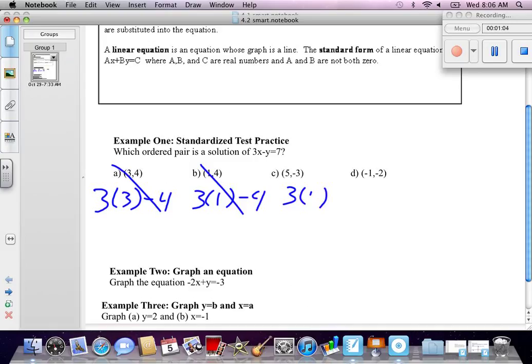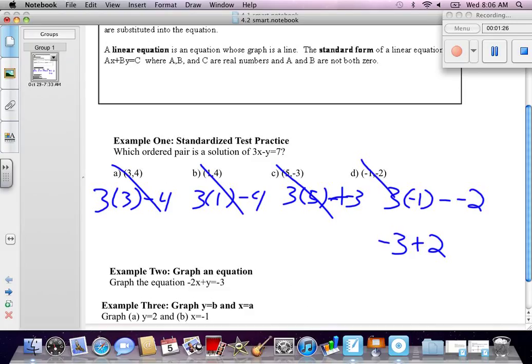3 times 5 is 15. Minus a negative 3 becomes positive. That's not going to give me 7. 3 times negative 1 gives us negative 3. Minus a negative 2 is plus 2. Oh, that doesn't give me 7 either. So that is a trick question. None of those answers are true. I know, totally blew your mind.